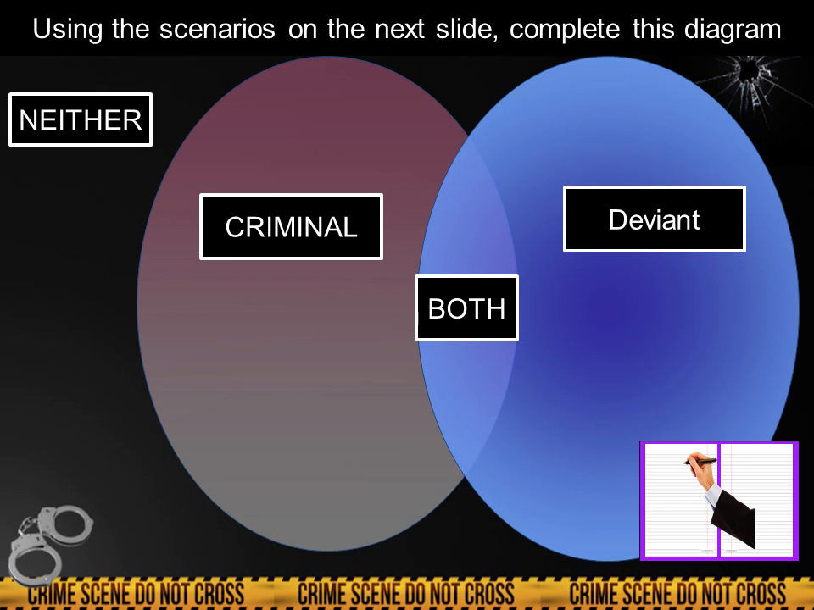Okay, and then you do the same, you put the deviant acts in the blue in the right hand side. If you think that certain things are both criminal and deviant, then you put them in the overlapping section. And if you think that the acts are neither criminal nor deviant, then you can just put them on the left hand side beside the circle. So if you look at the next slide, you'll see the list of acts which you can plot into the Venn diagram.